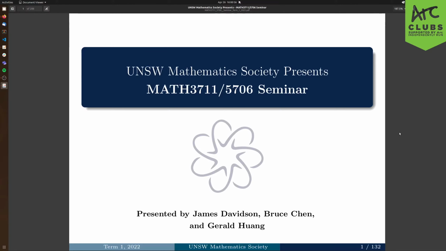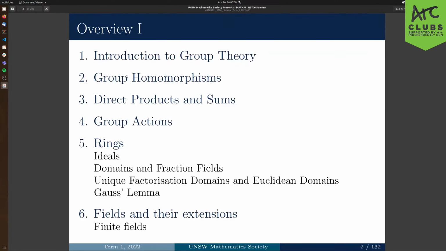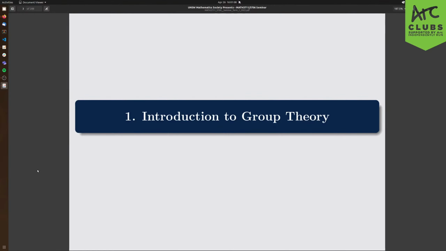So as I said, I'm going to be covering these first two things here: introduction to group theory and group homomorphisms. And then Bruce is going to take these two, and then Gerald will do the other two on Thursday. So introduction to group theory should be quite light, because I imagine that we've probably come across the concept of a group and the related notions quite a few times now.